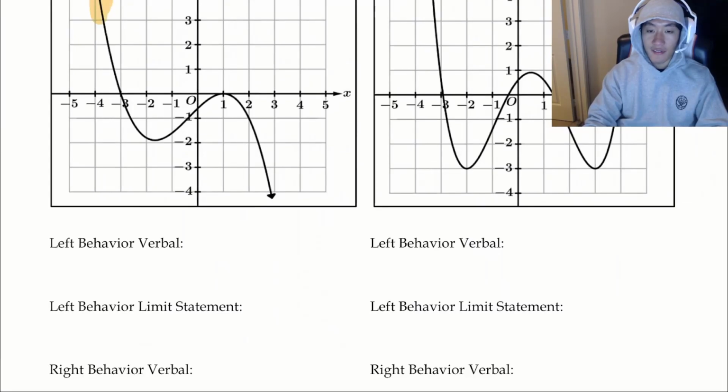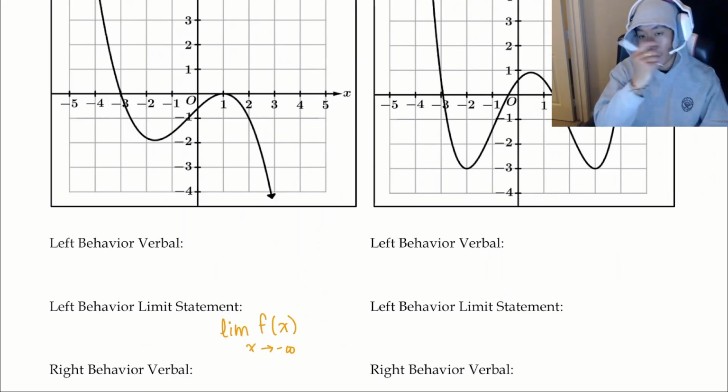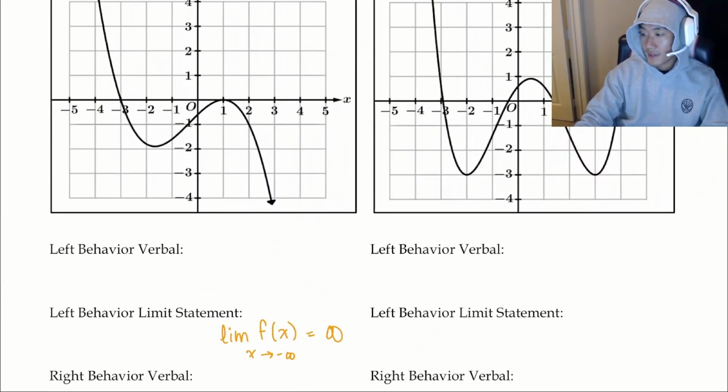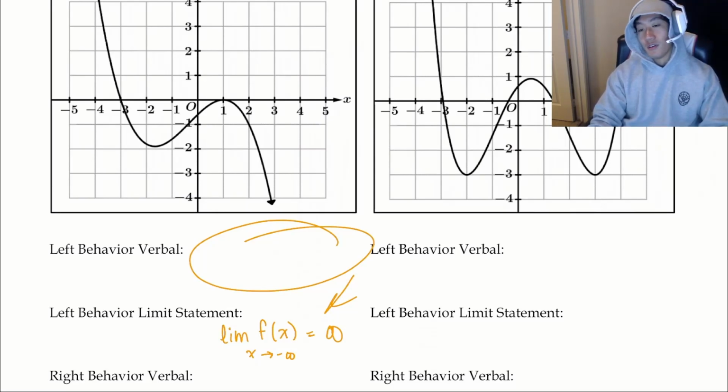And then as far as the left behavior limit statement, let's be very specific now. We're talking about the limit of our function f of x as x approaches negative infinity. So we're talking about the left-hand side. What does this equal? Well, as we do that, we are approaching positive infinity. That's how we write that. So we went from the old notation that I wrote here a moment ago, I should have left it, into this newer, cooler notation, which is going to be very useful to understand in calculus. So make sure you use this.